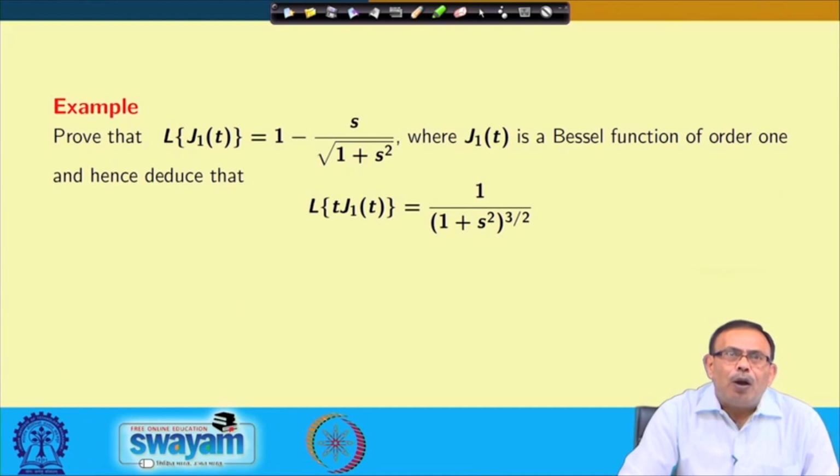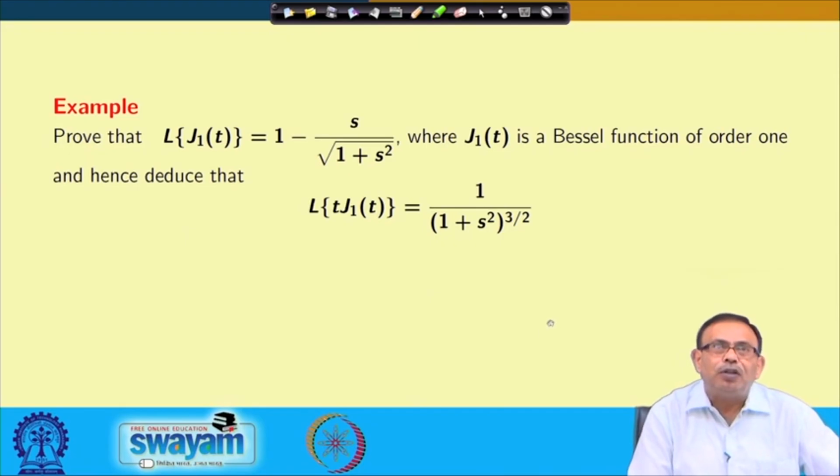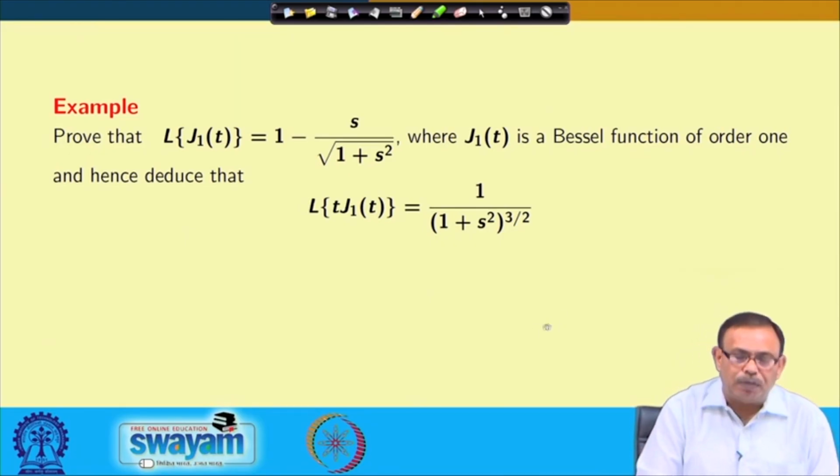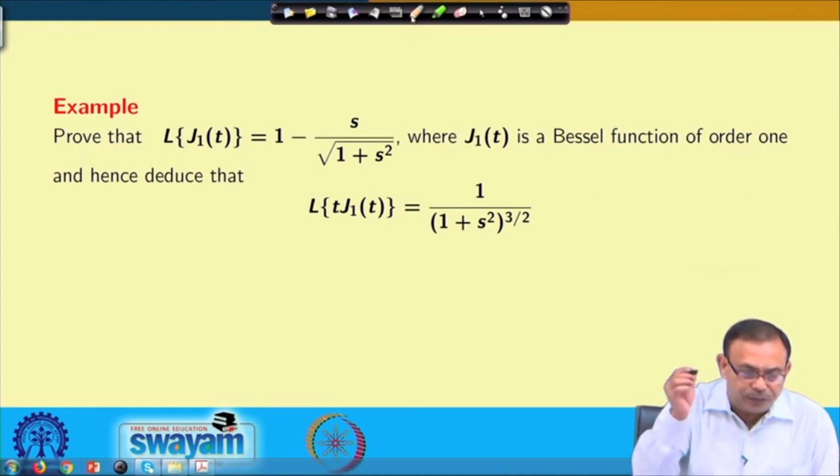Now, we have done the Laplace transform of J0(t). Now, we will go with J1(t). We have to prove that the Laplace transform of J1(t) is 1 minus s by root over 1 plus s square, where J1(t) is a Bessel function of order 1, and once I know the Laplace transform of J1(t), from there we can find out the Laplace transform of J0(t) also, and the Laplace transform of t J1(t).